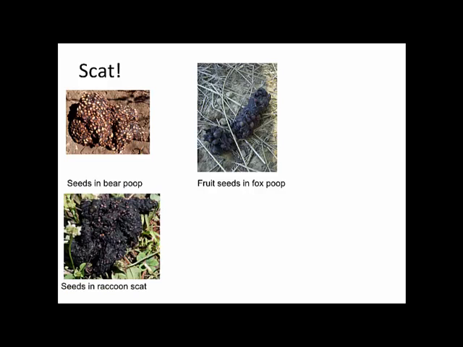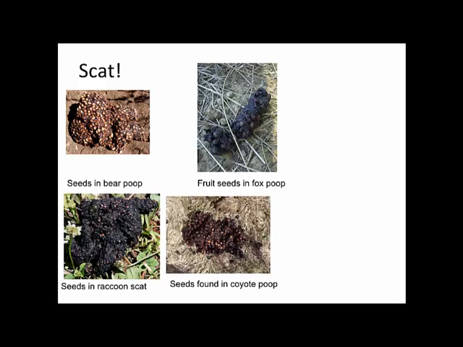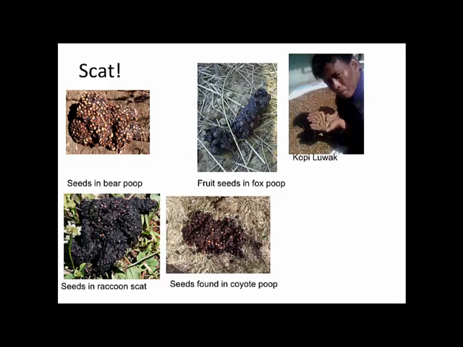That's raccoon scat, and coyotes. Now this is a special type of coffee. This is the most expensive coffee in the world, about $200 a pound. To give you an idea, if you bought good coffee, it's probably $10 per pound. This coffee costs $200 per pound because of how it's made.